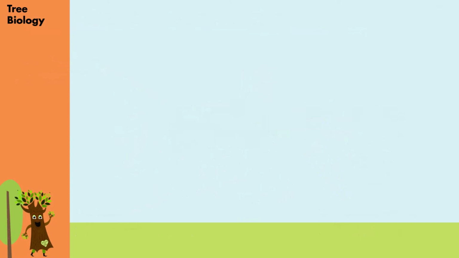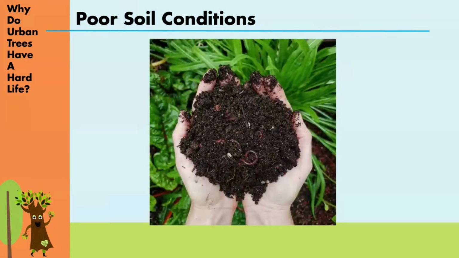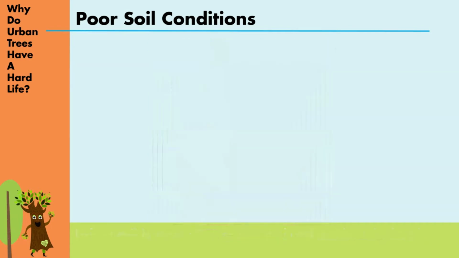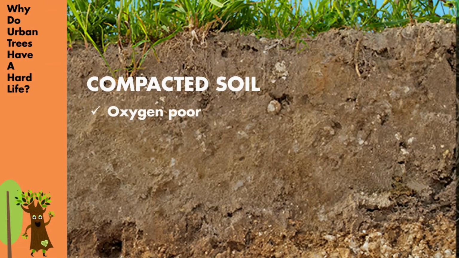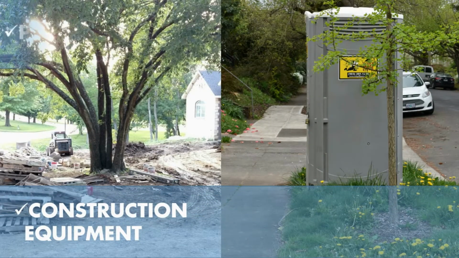Now let's talk about the challenges that trees face in the urban environment. One thing that living in the city does not offer is nutrient-rich, uncompacted soil, at least as far as trees are concerned. Most soil in our built environment is compacted, which means that it can be oxygen poor and may not effectively hold moisture. Soil compaction can be a result of construction equipment, pedestrians, and cars.